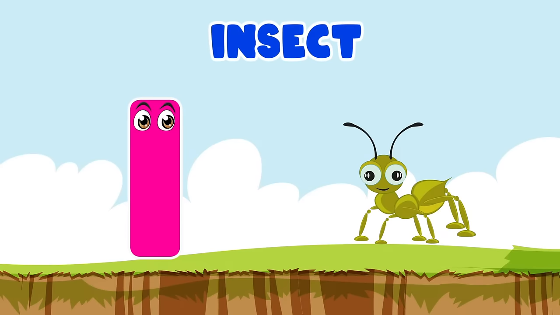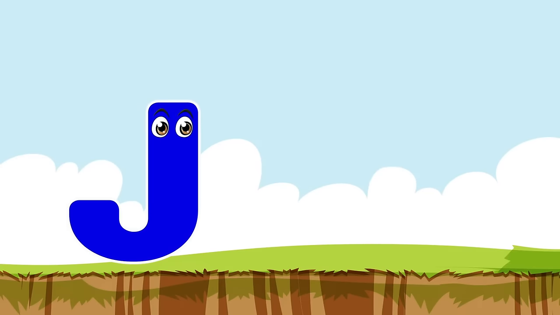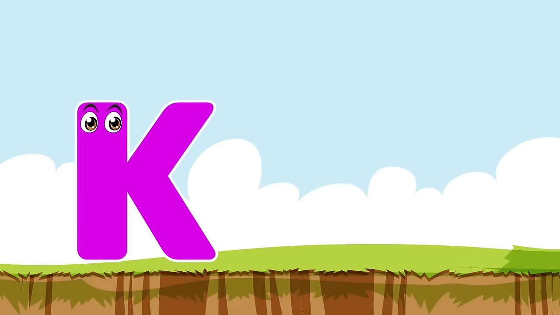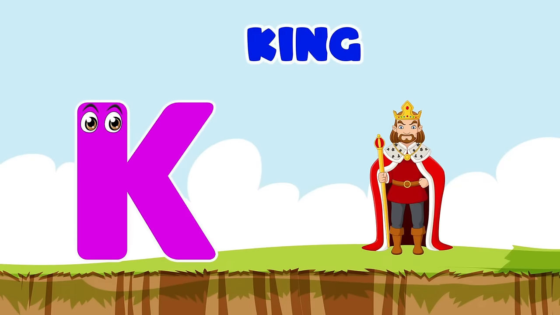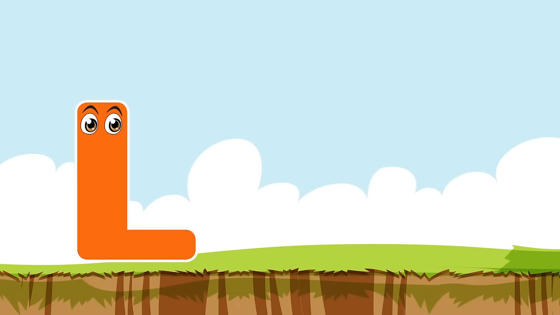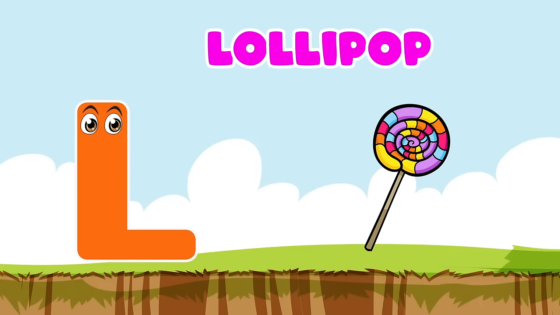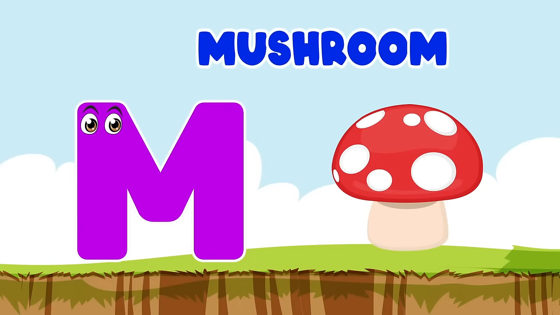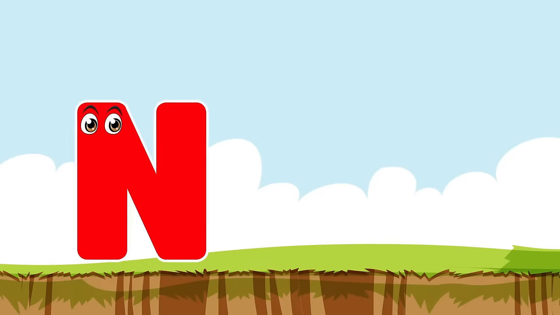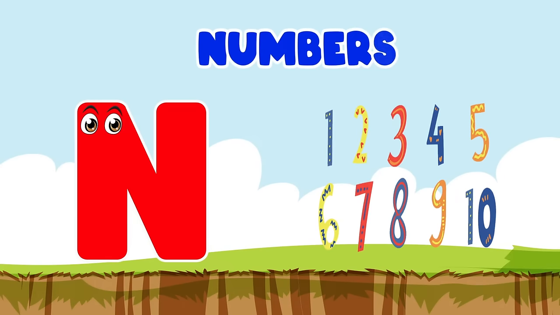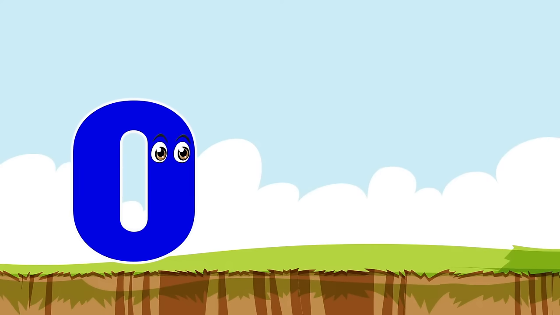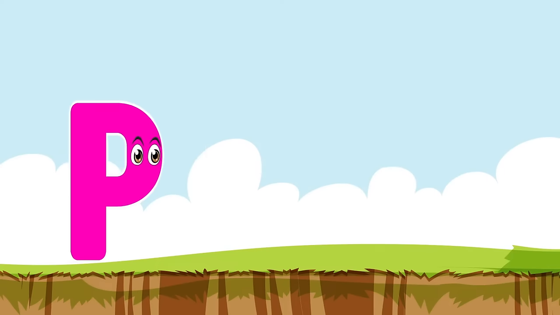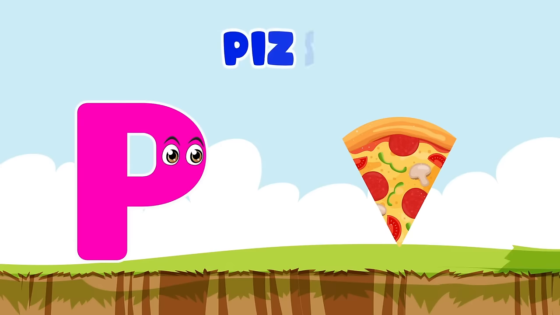I for insect. J for juice. K for king. L for lollipop. M for mushroom. N for numbers. O for octopus. P for pizza.